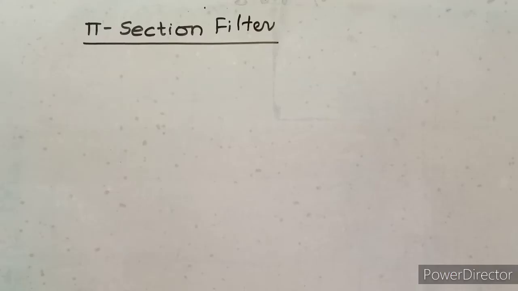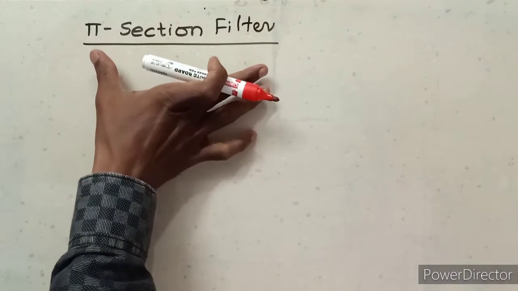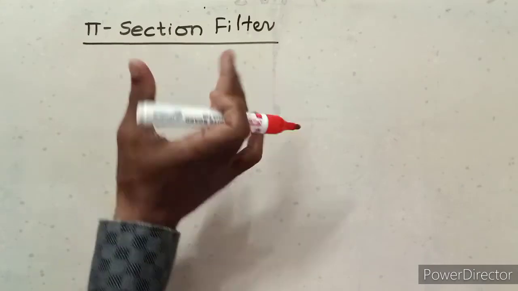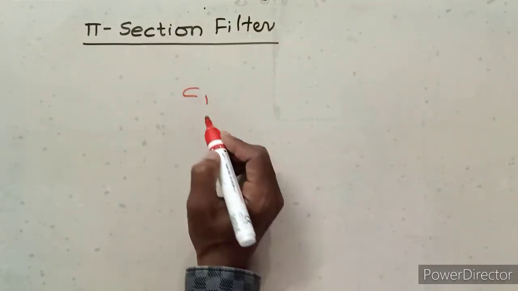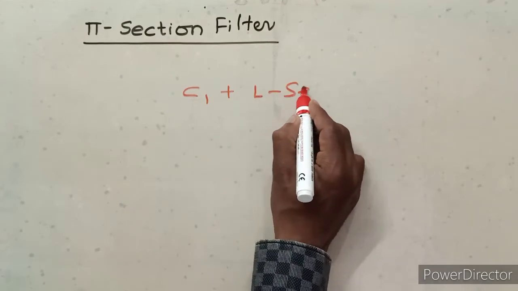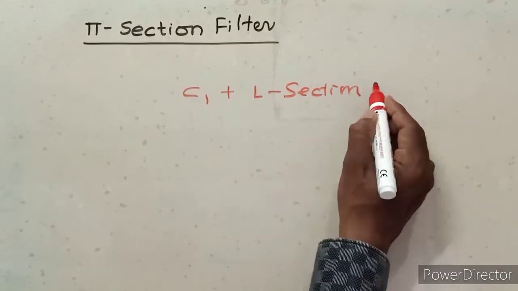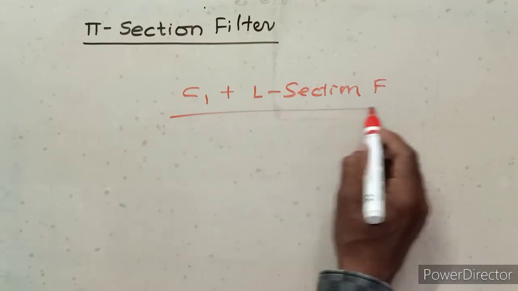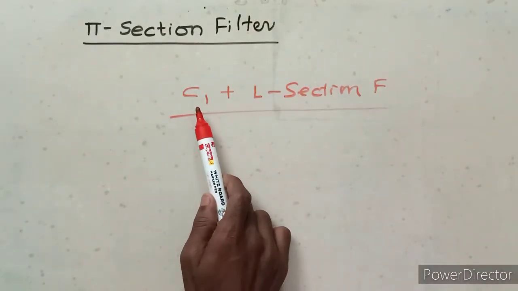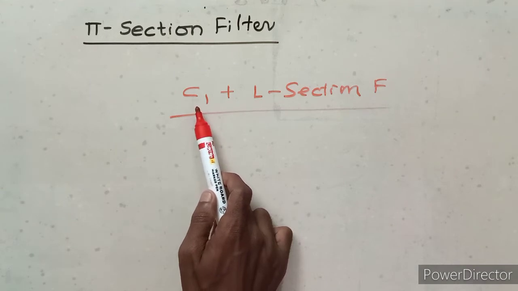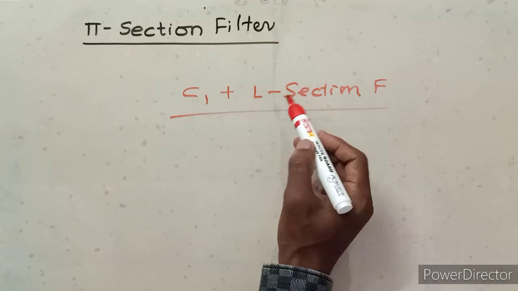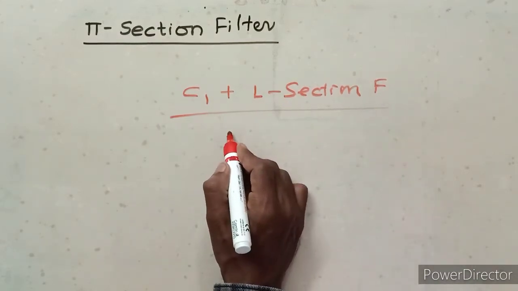Now we are going to discuss the pi-section filter. The pi-section filter is the combination of one capacitor and an L-section filter. One input capacitor C1 is combined with the L-section filter. What is the L-section filter?